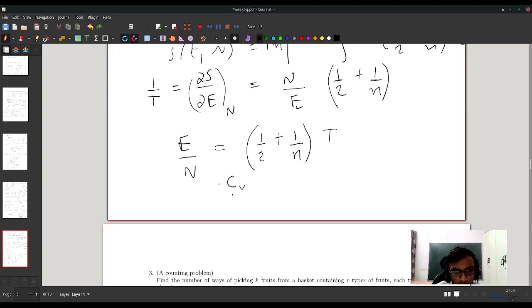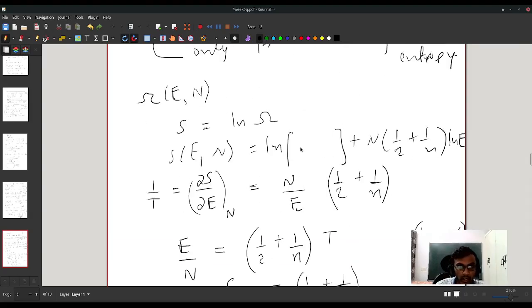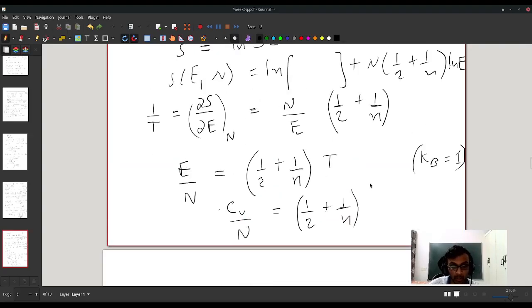So CV by N in this case is 1 by 2 plus 1 over n. This is of course when kB is 1. So we have set kB to 1, and the entropy definition is just a logarithm. It doesn't involve kB, so the entropy in these units is dimensionless. So then this is simply the heat capacity per particle.